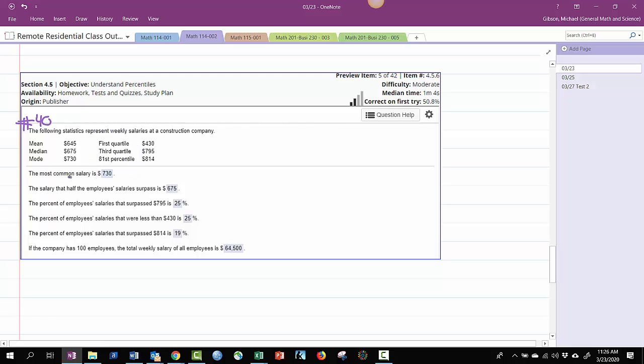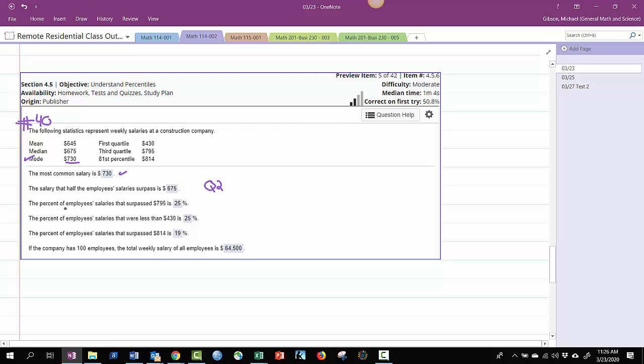Okay. So for the most common salary, well, the most common is always the mode. That's what mode means. That's why this is 730, right? The salary that half the employees surpass. All right. Well, half surpass, right? That's kind of the midpoint. There's two ways to look at that. The half surpass would be the median, 675, right? See how it matches. You could also call that Q2 if they did this differently, because remember Q2 is the median. Both cases, that's the 50th percentile.